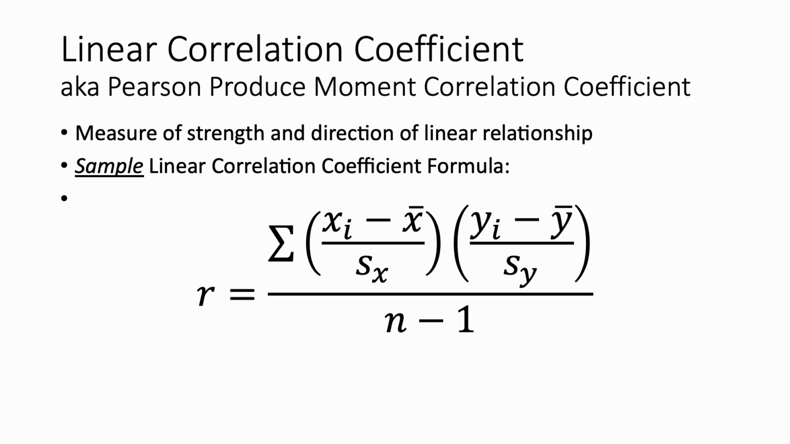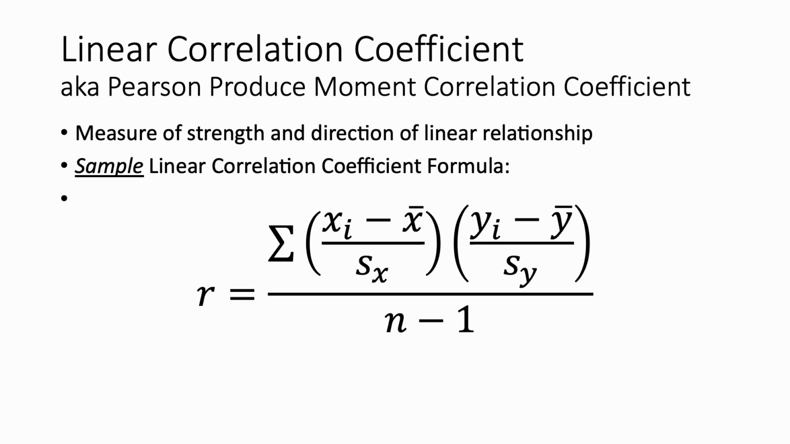If you're taking the sample, and not the population, so we're dividing by n-1, not n, and we're using sample mean, sample standard deviation, all that stuff, then the equation is as shown. R is equal to, on top, the sum of, for each data point, you take the x value minus the x bar average over Sx, the standard deviation, and multiply that by the y value minus the y bar average divided by the standard deviation for y. And you do that for all the points. That's the deviation both in the x and the y for each point, multiply together, sum all of those up, divide by n-1, that is your R.